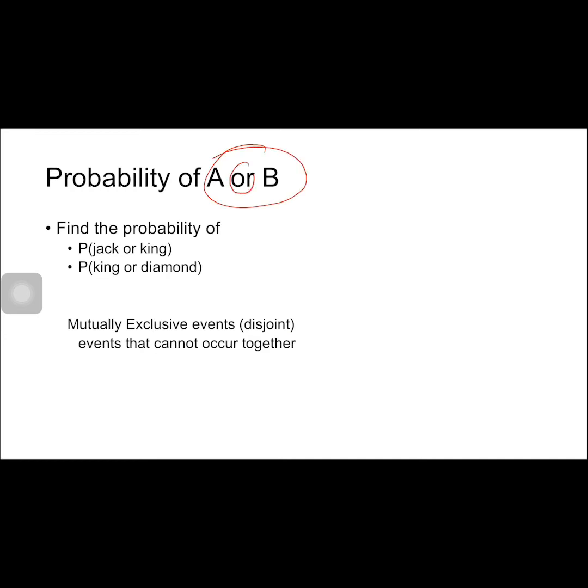The probability of A or B. Take note of this, this is or. These events are called mutually exclusive events or disjoint events, the events that cannot occur together. If we use multiplication for events that can occur together, here we use addition. For this example, we have the probability of getting a jack or a king. What is the probability of getting a jack?